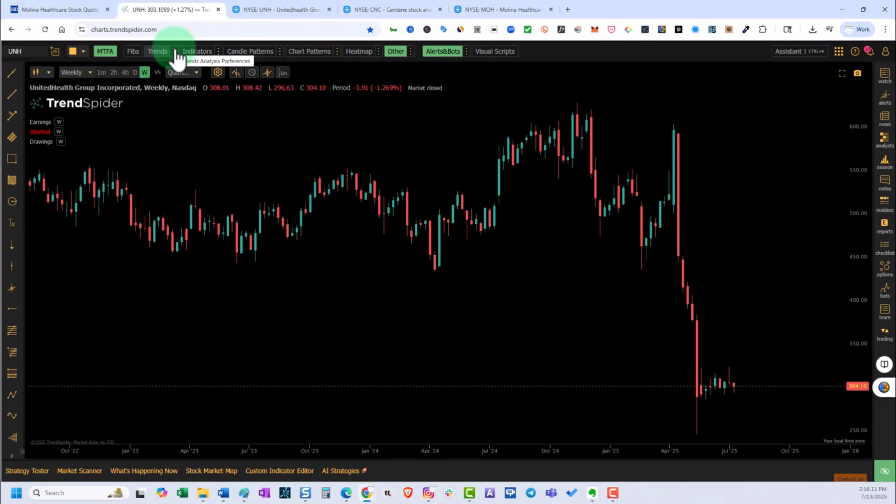So the goal here is to identify where we have historical support, where we would want to open up a tradable position. Not an investment necessarily, but a tradable position. What does that mean? It means that we're looking to overweight, take advantage of extreme oversold levels on these stocks.